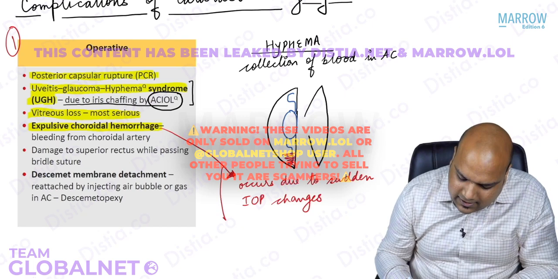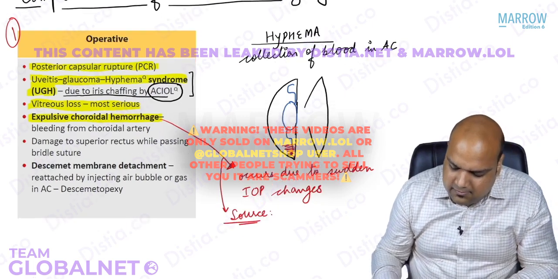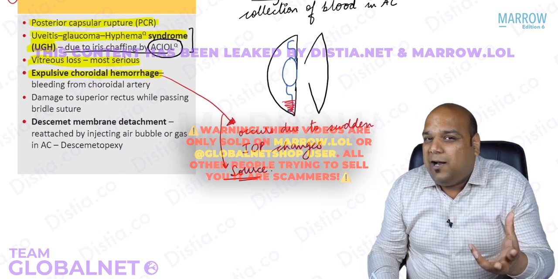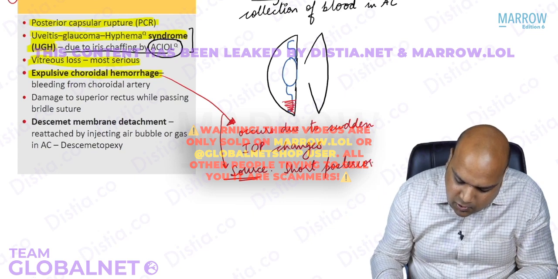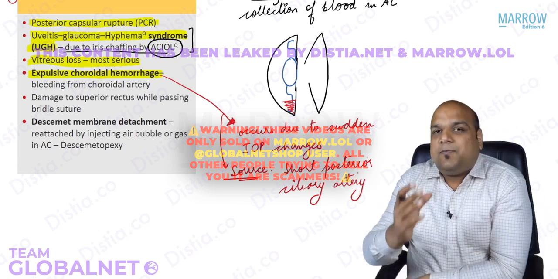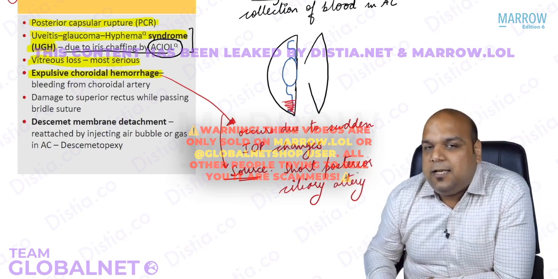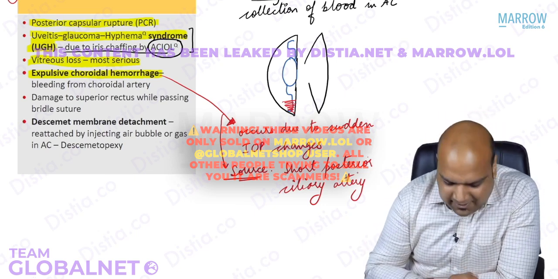So the question that they are asking is, what is the source of this hemorrhage? Source of this hemorrhage is choroidal artery. But what is choroidal artery? All of us know through the blood supply, I hope, that the choroid is supplied by short posterior ciliary artery. So the source of hemorrhage in this case will be short posterior ciliary artery. I hope you understand why does it occur, how does it occur, and the questions that can be asked on it.